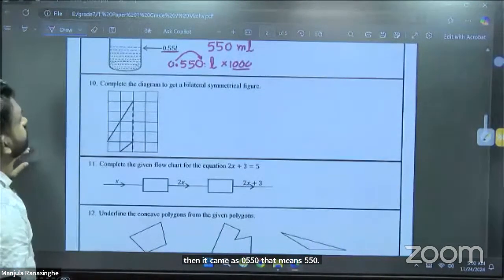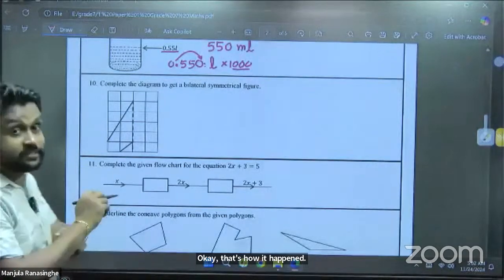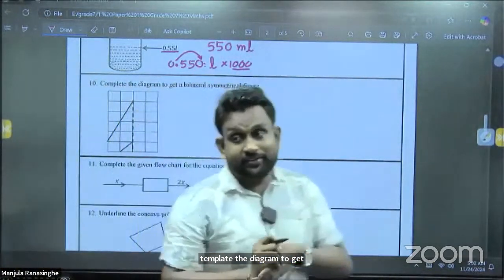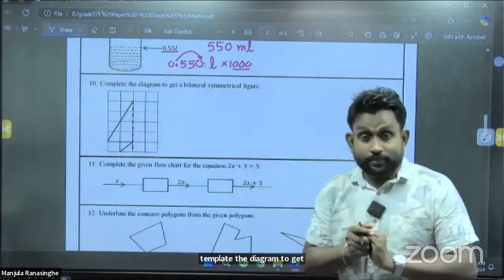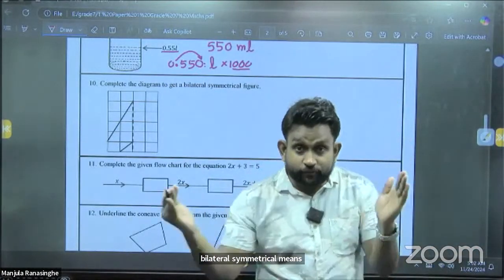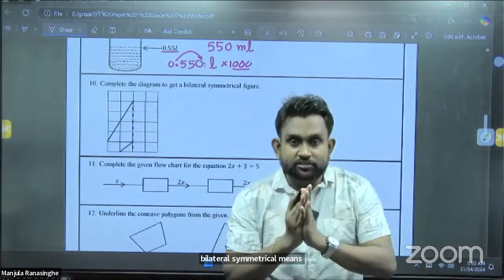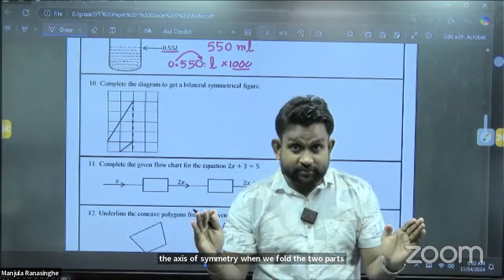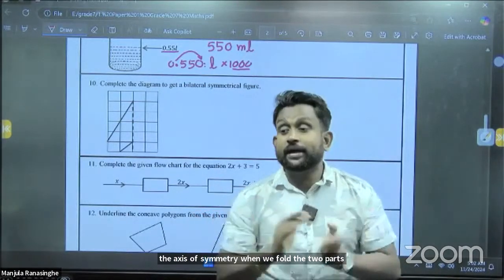Complete the diagram to get bilateral symmetrical figures. Bilateral symmetrical means that along the axis of symmetry, when we fold the two parts, they shall coincide with each other.